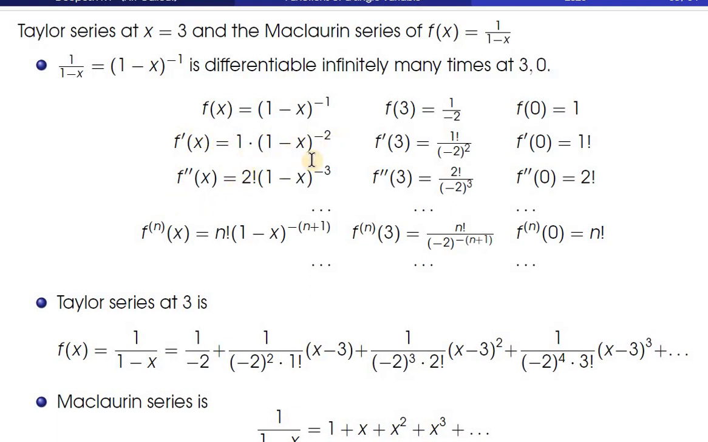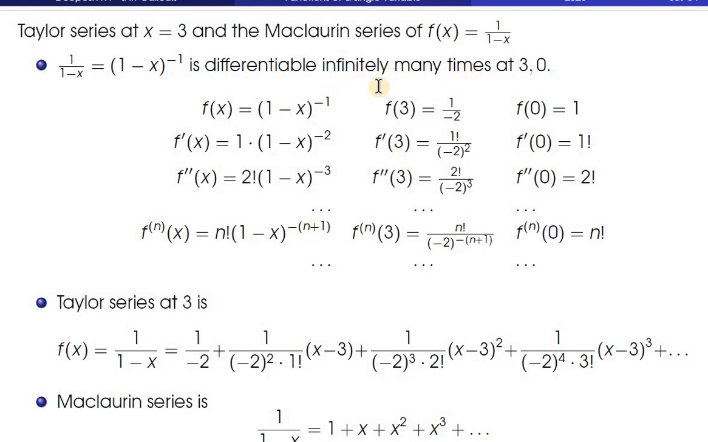F double dash x will be 1 into minus 2 into 1 minus x raised to minus 3 into minus 1. So it becomes a positive coefficient: 2 factorial into 1 minus x raised to minus 3, etc. The nth derivative is in this fashion. If you calculate, the third derivative is going to be 3 factorial into 1 minus x raised to minus 4, etc. The nth derivative is n factorial into 1 minus x raised to minus of n plus 1.